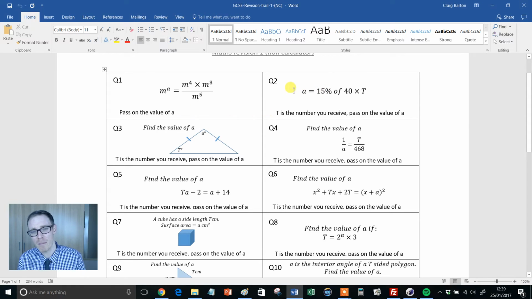Because if I'm in person 2, I really need person 1 to get this value of A right, because if not, it's going to mess up my question 2, and then that's going to follow on and mess up everything in the chain. So it really encourages kids to check each other's work and so on.